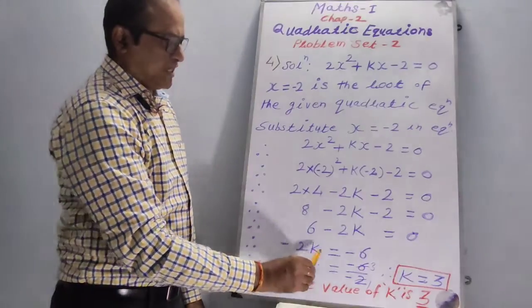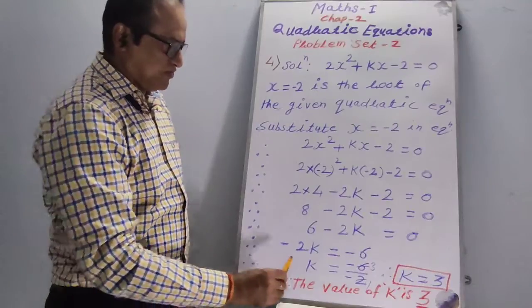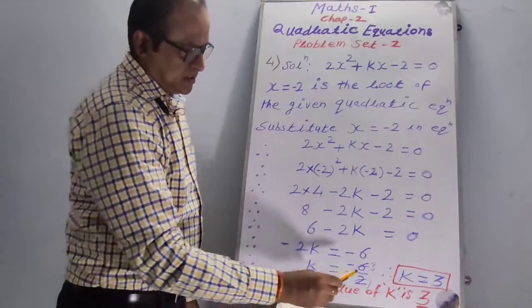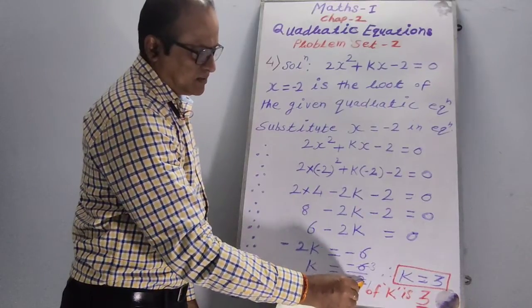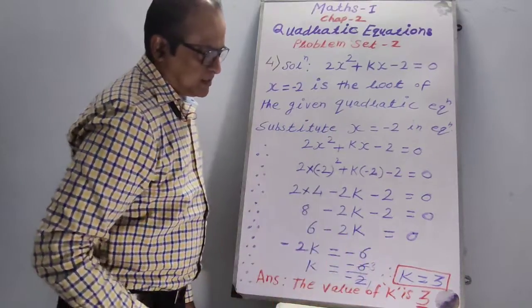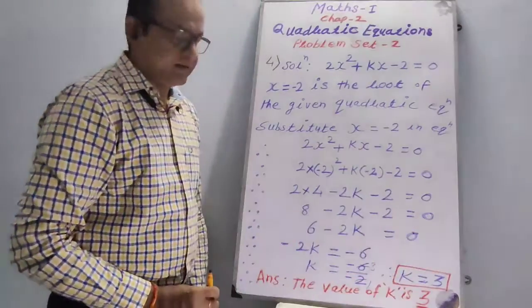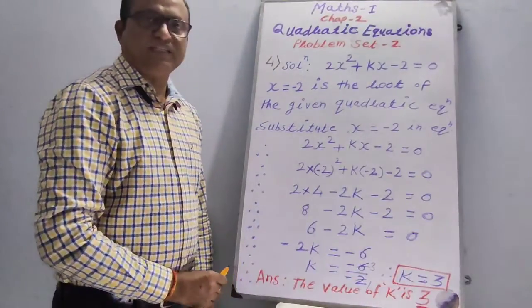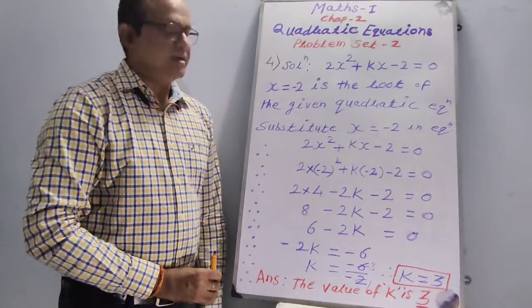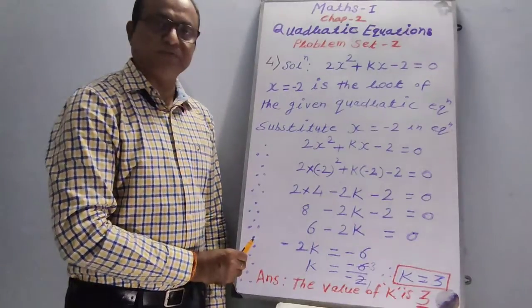Therefore, minus 2k is equal to minus 6. 6 is transferred. Therefore, k is equal to minus 6 upon minus 2. You can divide 6 by 2. 2 ones are 2, 2 threes are 6. Therefore, k is equal to 3. Therefore, the answer is, the value of k is 3. You got the answer. It is very easy. All of you understood this example?